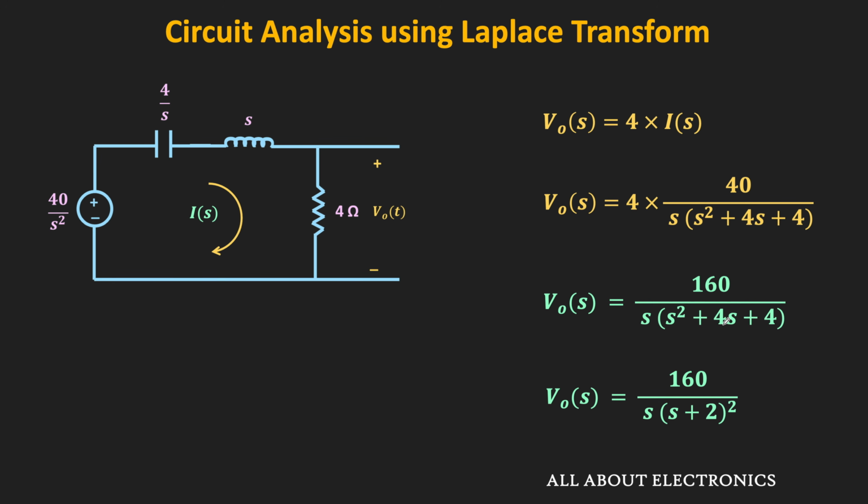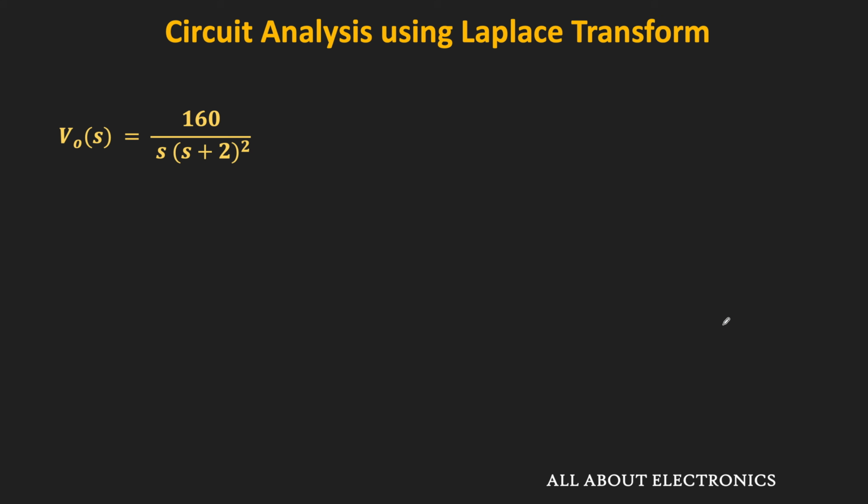Now, if we take the inverse Laplace transform of this term, then we will get the time domain expression of the output voltage. And to find this inverse Laplace transform, here we will use the partial fraction expansion method. In the previous video, we have already seen how, using the partial fraction expansion method, we can easily find the inverse Laplace transform.